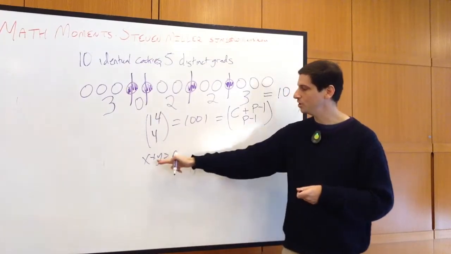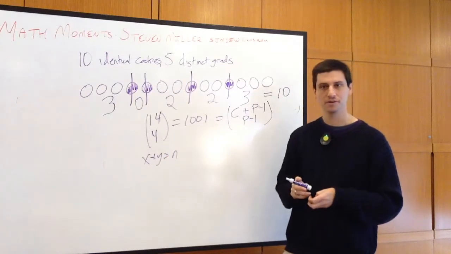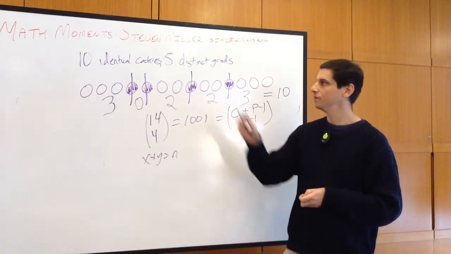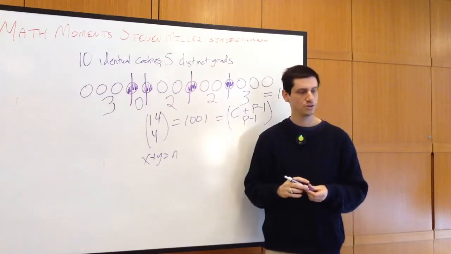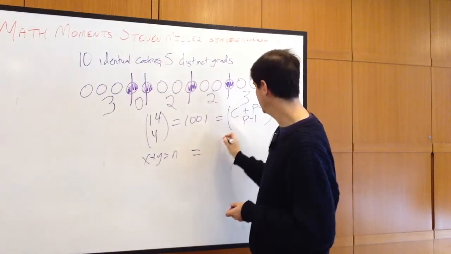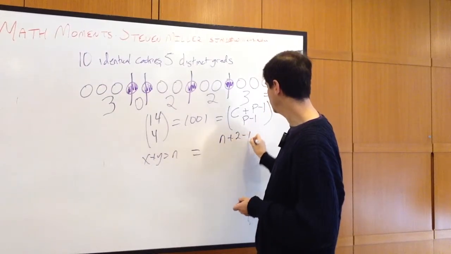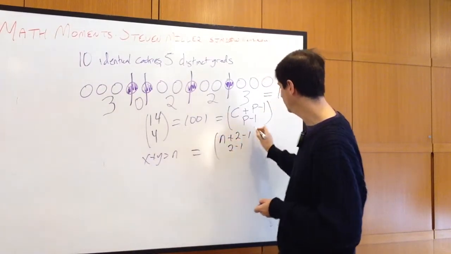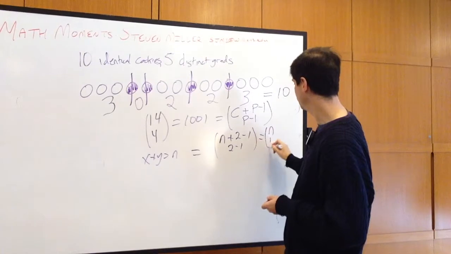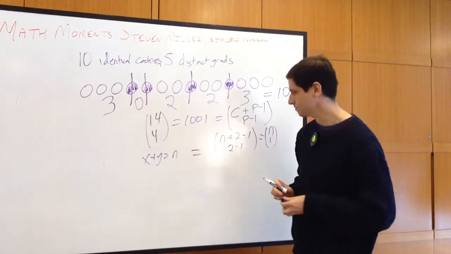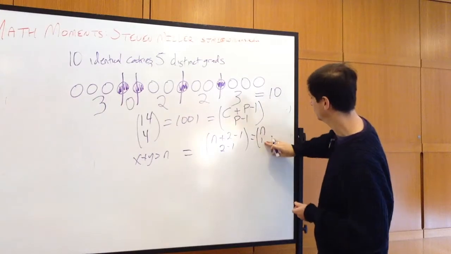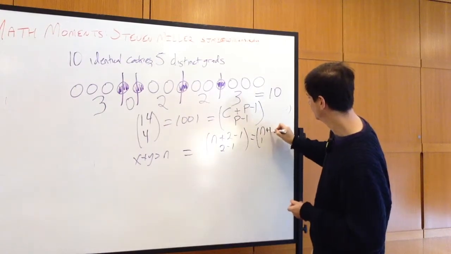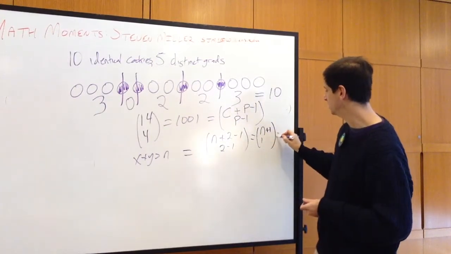So now, if I want to do x plus y equals n, instead of having 5 distinct grad students, I now have 2 grad students. So the formula should just be n plus 2 minus 1, choose 2 minus 1, which is just n choose 1. Oh no, n plus 1 choose 1. Good, perfect. I was about to say that doesn't work. N plus 1, which is just n plus 1.